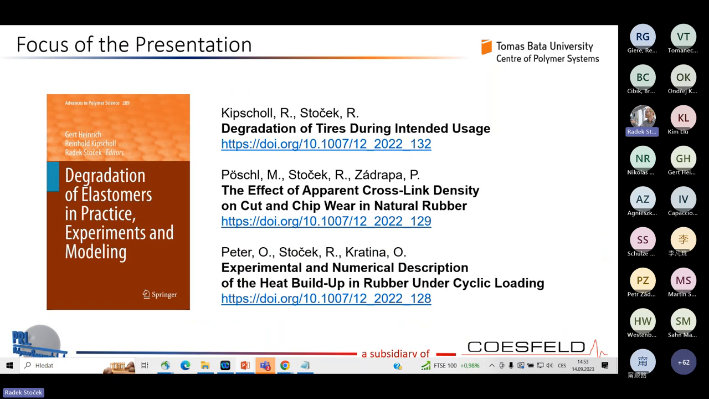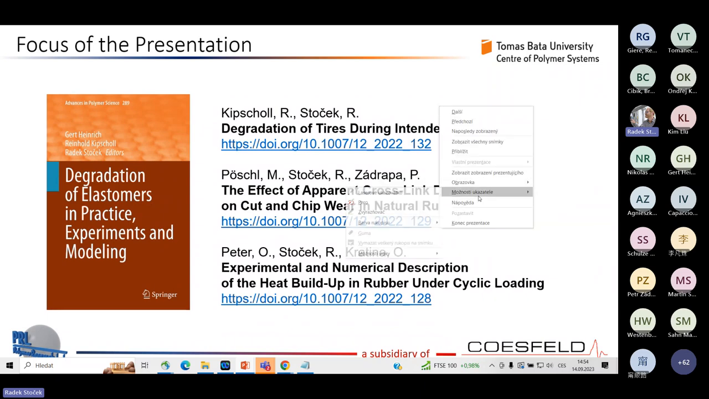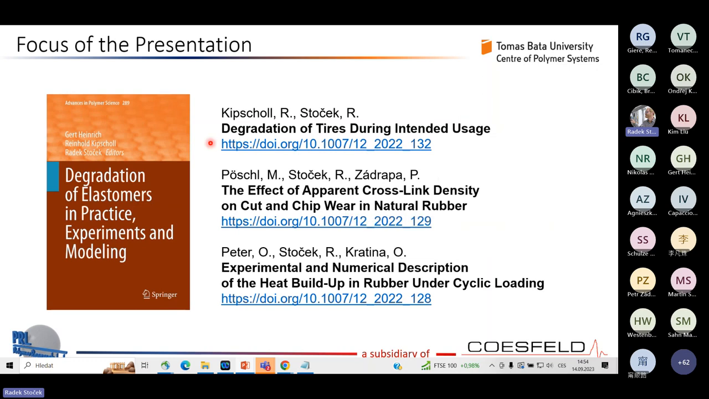Let's say this is a part of our book project with the title Degradation of Elastomers in Practice, Experiment and Modeling, as Professor Heinrich introduced at the beginning. Within this project, my research team contributed three lectures or three chapters. The first one was degradation of tire during intended usage. The second one was the effect of apparent crosslink density on cut and chip wear in natural rubber. And the third one was experimental and numerical description of the heat buildup in rubber under cyclic loading.